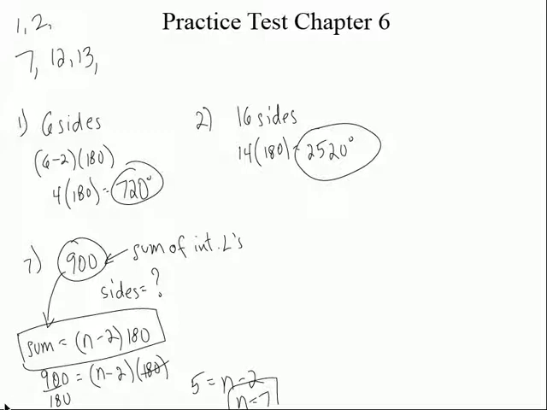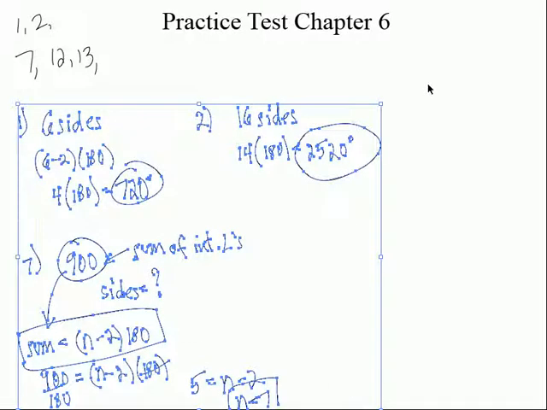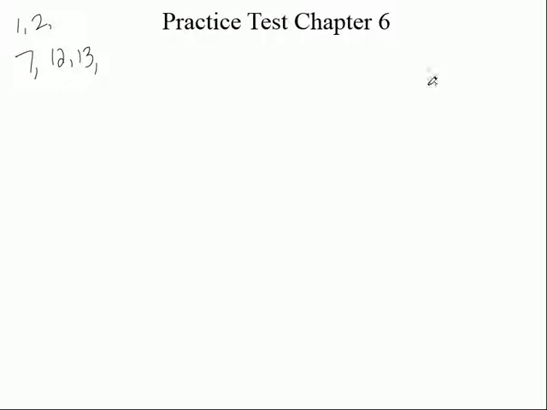All right. Let's get rid of this. Let's look at 12 and 13 now. So 12 looks like a kite, doesn't it?